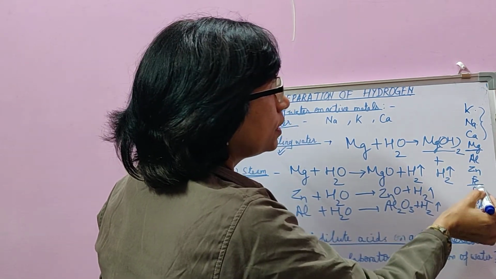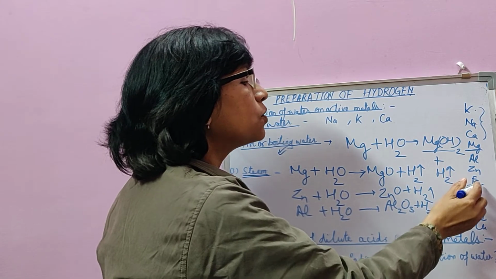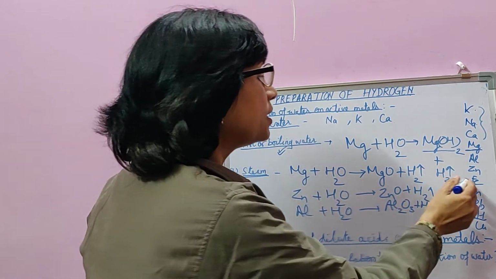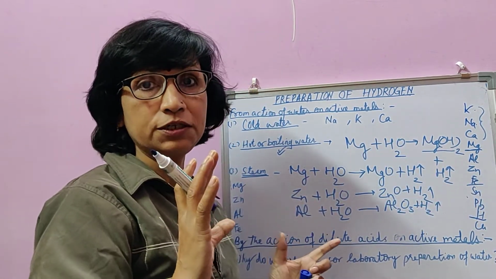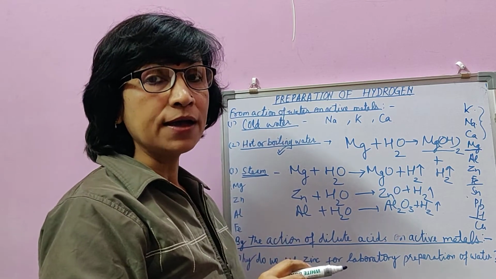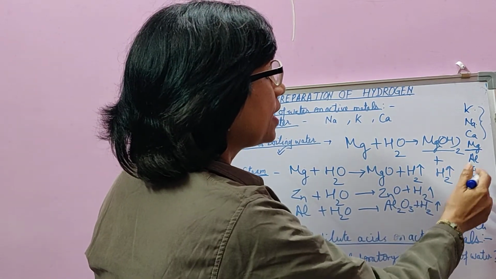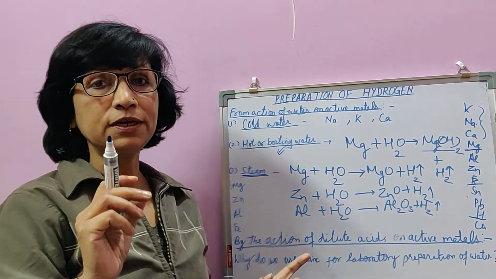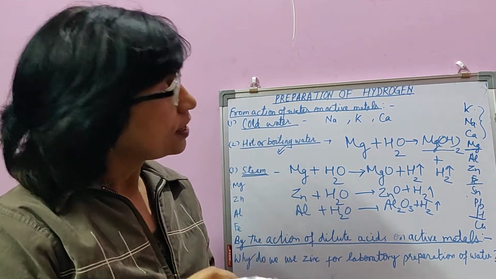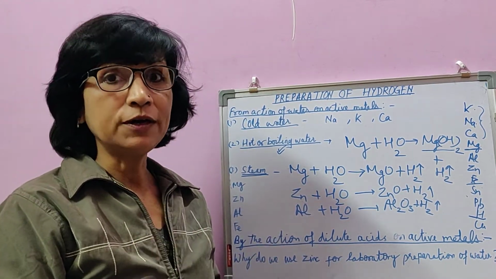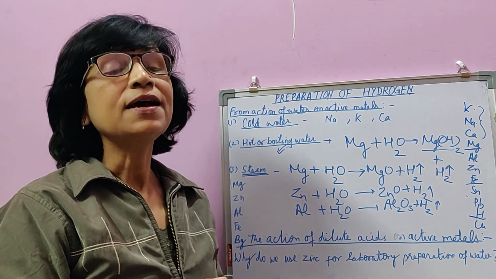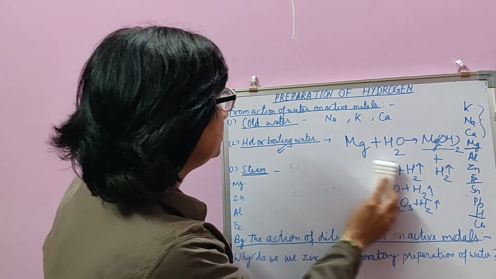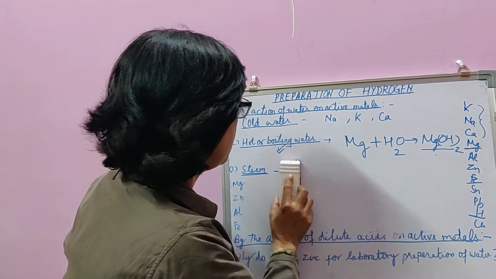Magnesium, aluminium, zinc, and now iron is the last metal which somehow can displace hydrogen from water, but not even from steam directly. The iron itself should be red hot, and then when steam is passed over it, iron can displace hydrogen from water. Other metals below iron cannot displace hydrogen from water by any means, though they can displace hydrogen from acids because displacement of hydrogen from acid is comparatively easy. I hope you understood. So I'll write the reaction of iron.